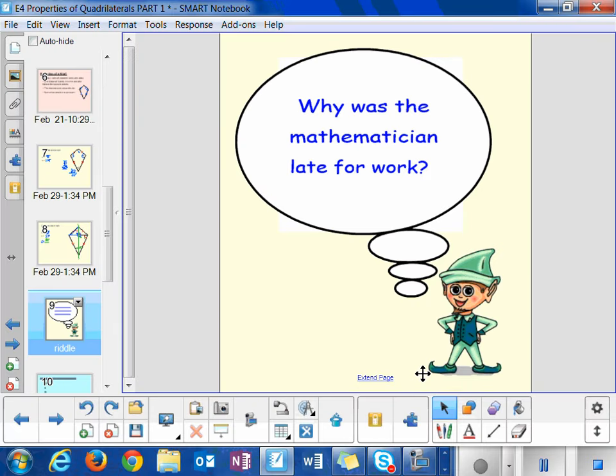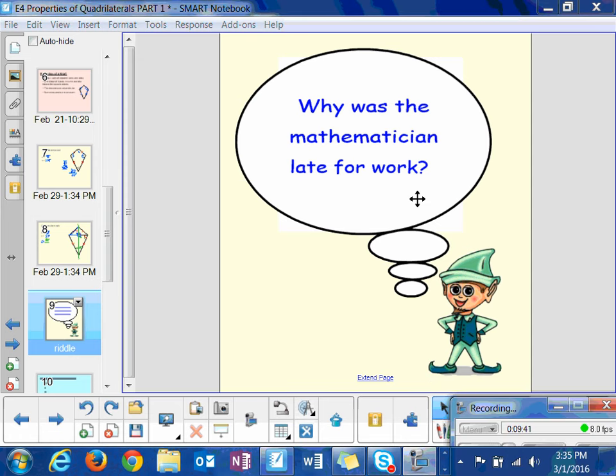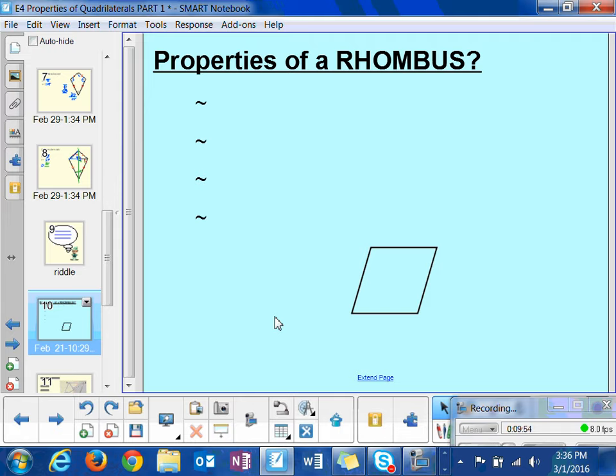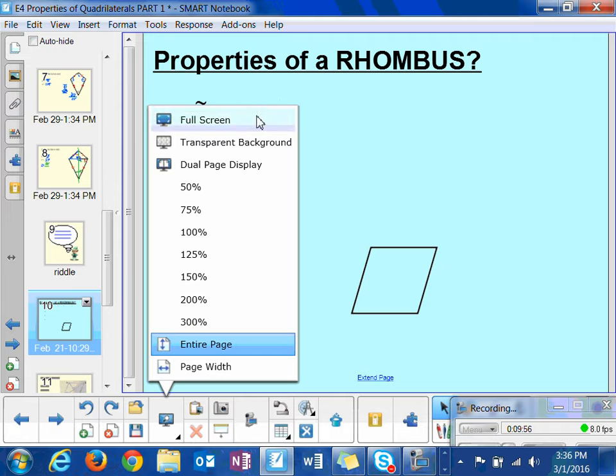It's math geometry joke time. So, question is, why was the mathematician late for work? You ready for it? He took the wrong bus. He took the wrong bus. Like wrong bus, but wrong bus. Oh my gosh. That's just too good. All right. With that in mind, let's check out our rhombus.